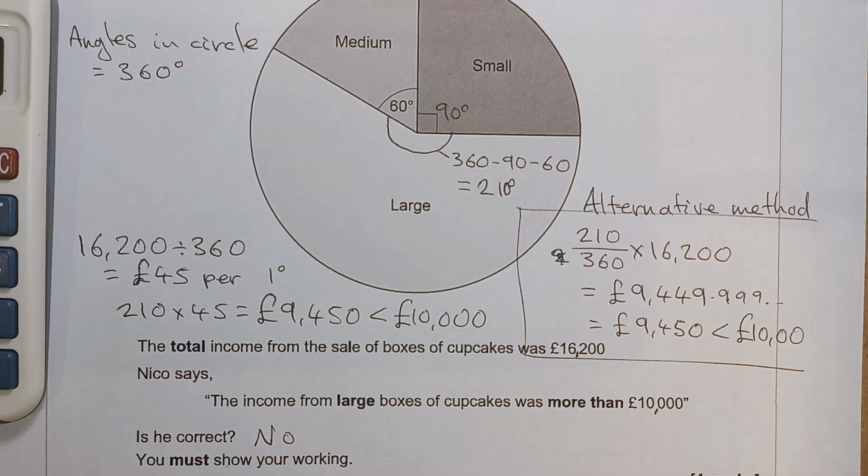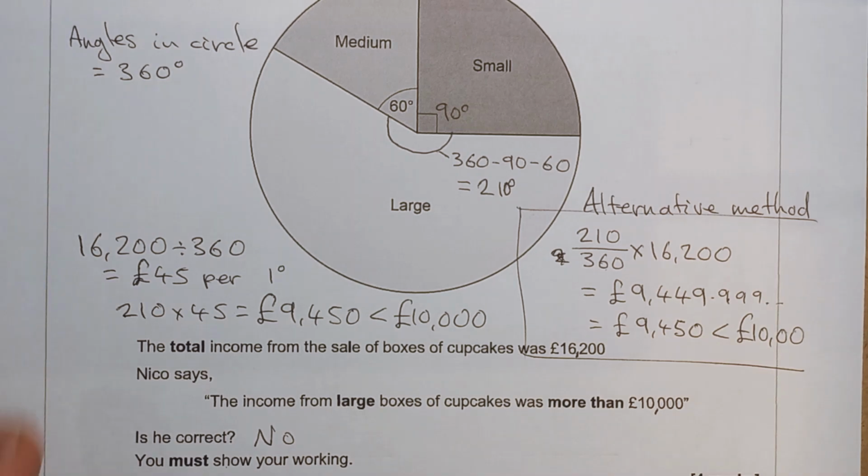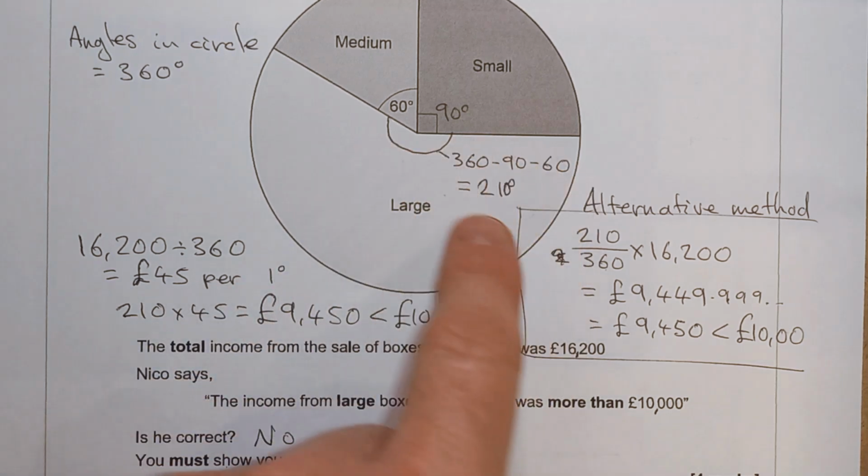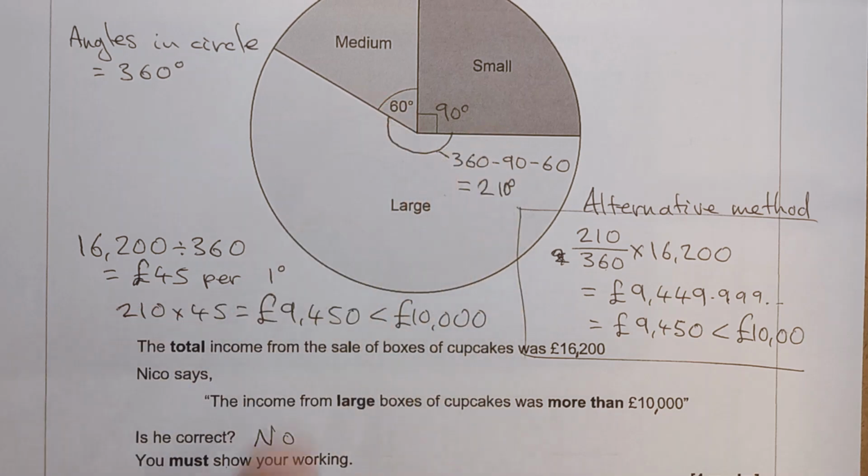Either way is fine, and you might find a different way to do it as well, but I think this is probably nicer. We're working out how much money for 1 degree and then multiplying it by the number of degrees that we've got. But you still need to do this calculation. You still need to work out that angle there.